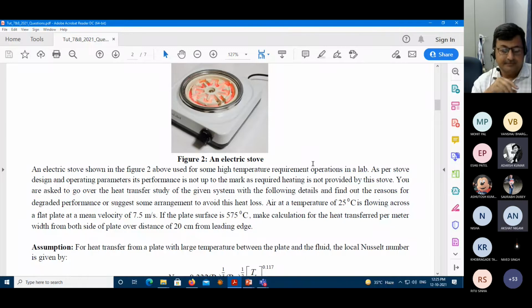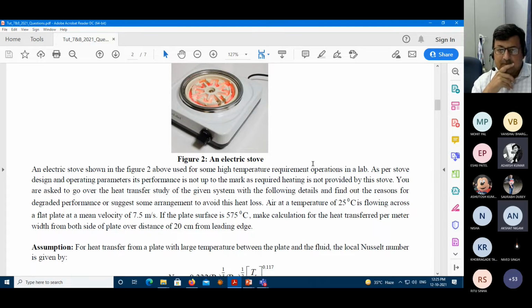An electric stove shown in the figure 2 above is used for some high temperature requirement operation in a lab. As per stove design and operating parameters, its performance is not up to the mark as required heating is not provided by the stove. You are asked to go over the heat transfer study of the given system with the following details and find out the reasons for the degraded performance or suggest some arrangement to avoid the heat loss. Air at the temperature of 25 degrees Celsius flowing across a flat plate at a mean velocity of 7.5 meter per second.